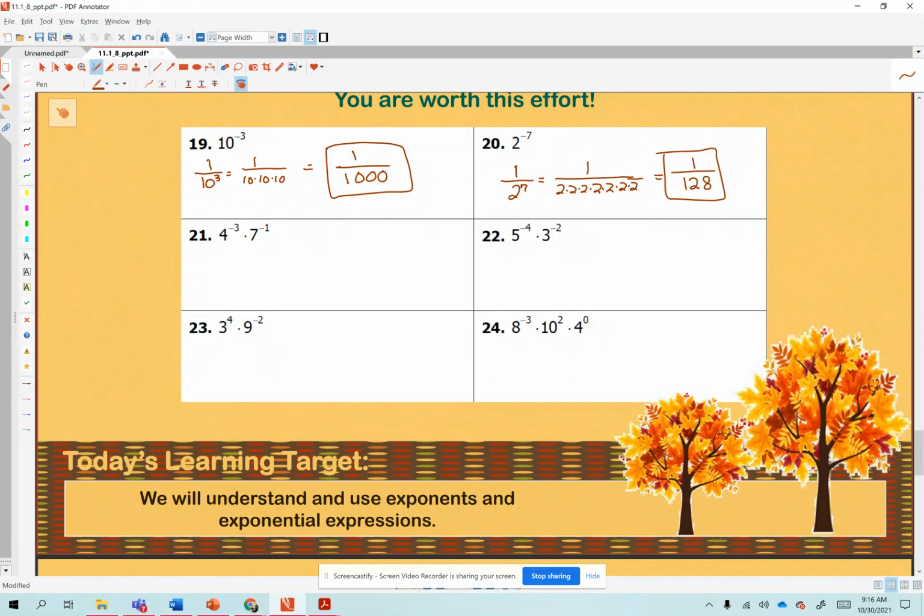Okay, now we're going to get some operations going here. So we're going to have 1 over 4 to the third times 1 over 7 to the first. And we're going to rewrite that. 1 over 4 to the third is 1 over 64 times 1 over 7 to the first is 1 over 7. And now it's just fraction multiplication. 1 over 64 times 7 is 1 over 448.